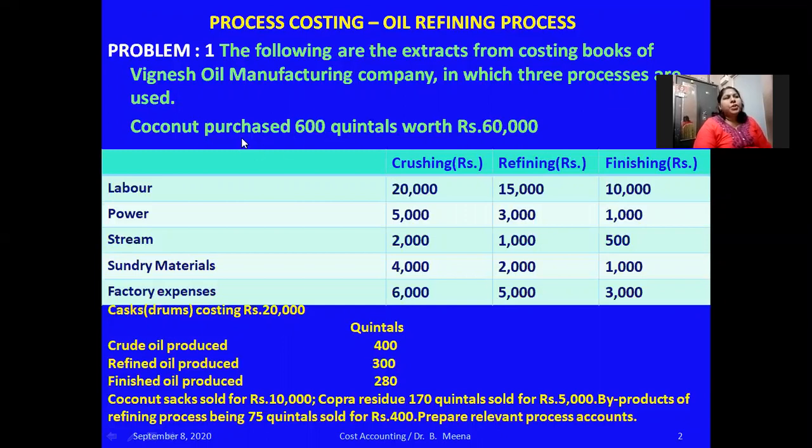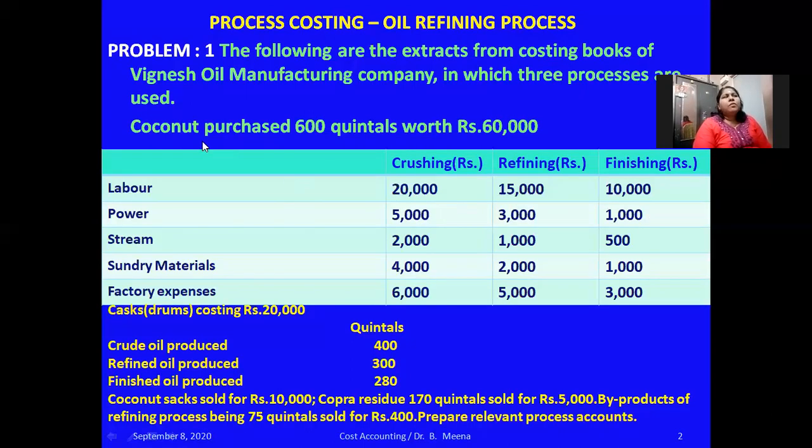When we start off the crushing process, the coconut purchased, 600 quintals worth rupees 60,000, were made use in the crushing process as a raw material, as an input. And other expenses as per the problem are labor, power, steam, sundry materials, factory expense. These are all the expenses which usually we will debit in the process accounts, and they are given separately for crushing process, refining process and finishing process.